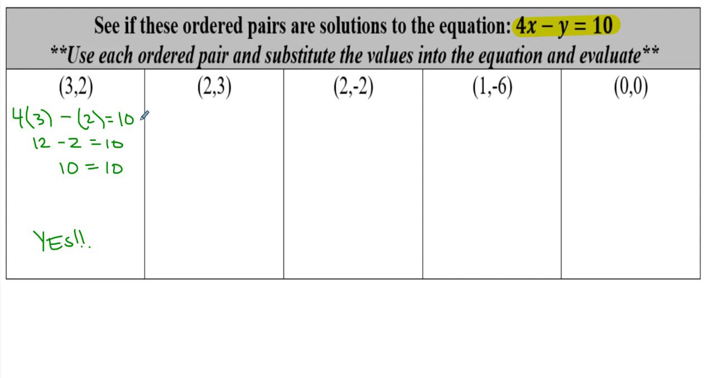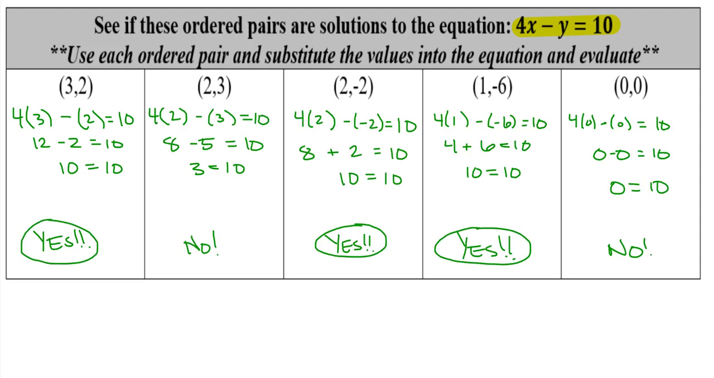All right, go ahead and pause the video here. I'm going to work these out for you, but I want you to try them on your own real quick. Come back and see if you are matched up with what I got over here. All right, great work. So you should have got yes, no, yes, yes, and no. So we actually have 3 out of these 5 ordered pairs that are solutions to this equation. When we substitute them in appropriately, we get a true statement.